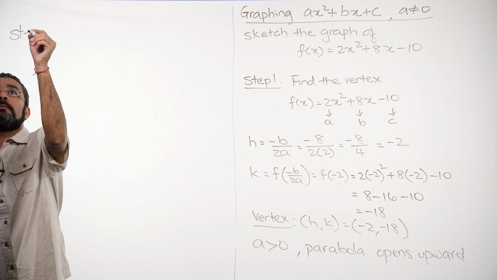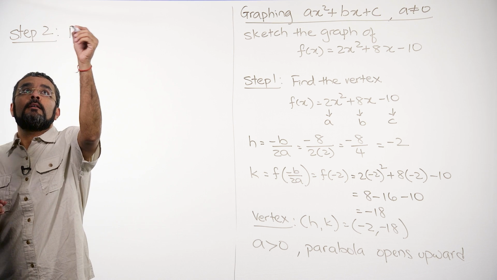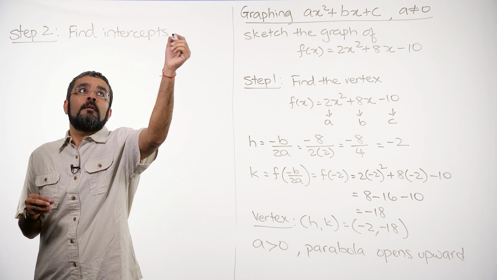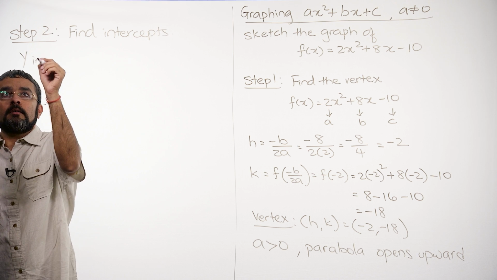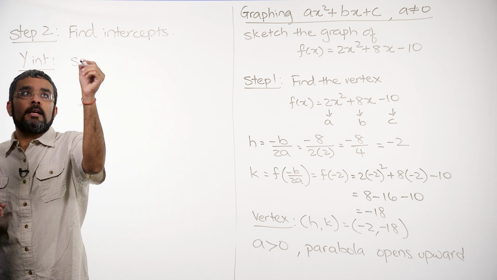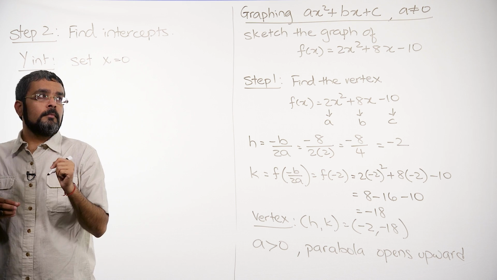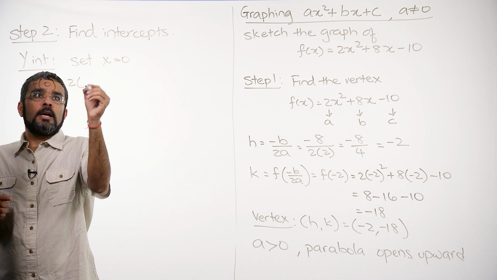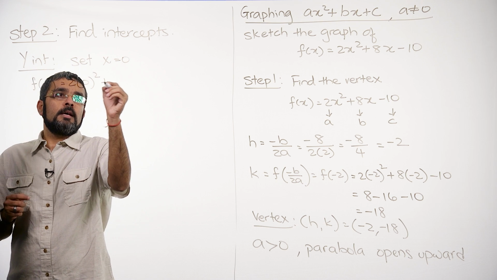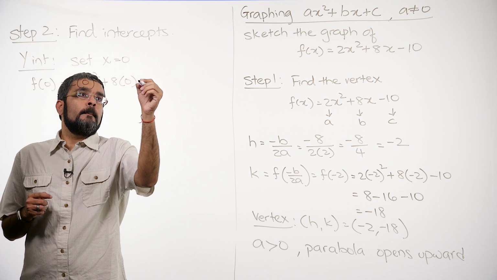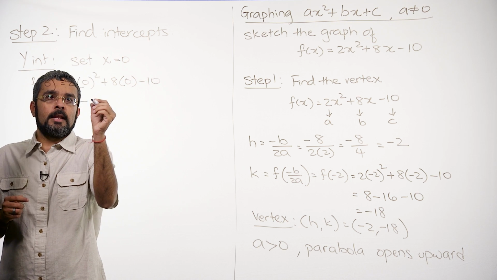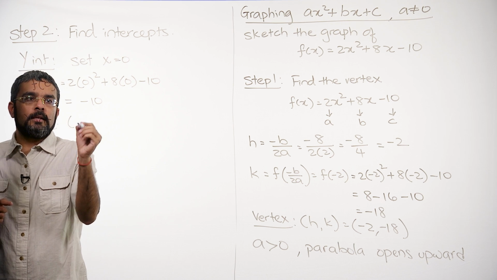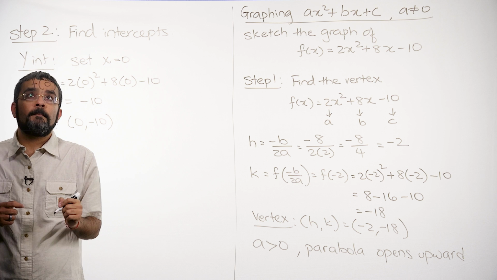So step 2 is to find intercepts. Let's find the y-intercept first. To find the y-intercept, set x equal to 0. So I get f of 0 equals 2 times 0 squared plus 8 times 0 minus 10, which basically is negative 10. So my y-intercept is going to be 0 comma negative 10.